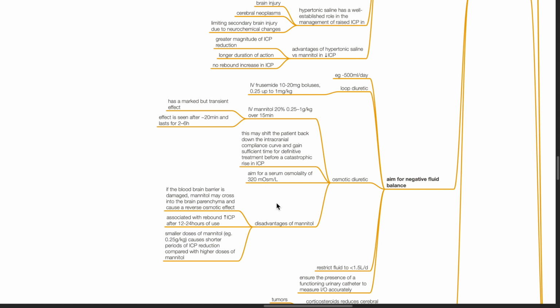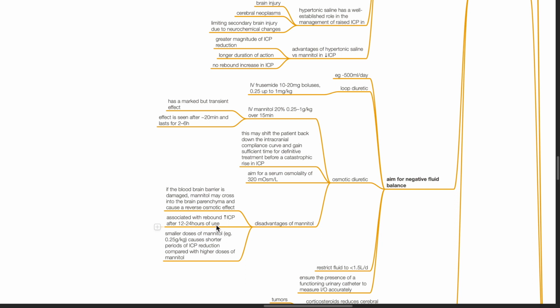Disadvantages of mannitol: if the blood-brain barrier is damaged, mannitol may cross into the brain parenchyma and cause a reverse osmotic effect. Mannitol is associated with rebound increase in ICP after 12 to 24 hours of use.